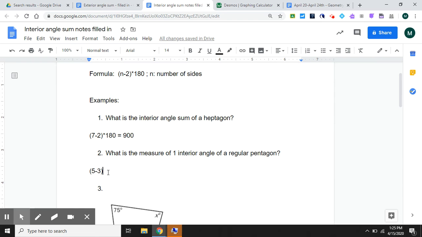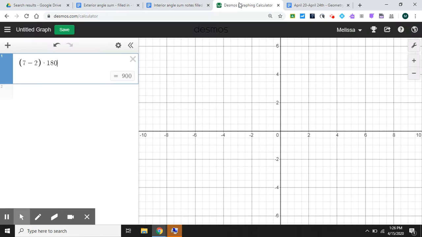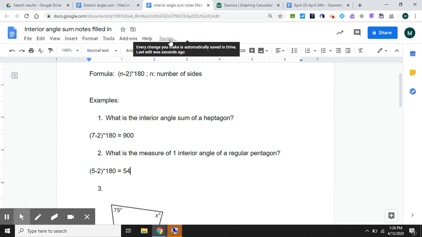So I'm going to do 5 minus 2 times 180. 5 minus 2 is 3, hence why I've got the 3 going on in there. So 5 minus 2 times 180. If I just change out my 7 for a 5, I get 540. There we go, 540.